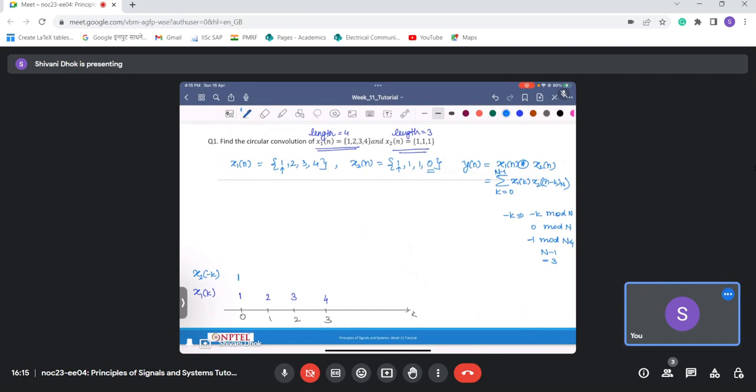So what we'll get here is 0. To be very simple, minus k modulo N is basically N minus k. Then x2(minus 2) will be equal to x2(N minus 2), that is x2(2), which is equal to 1. And then we have again 1 here. And y(0) will be equal to the pointwise multiplication of these two signals and simply adding it. So it is 1 plus 0 plus 3 plus 4, which comes out to be 8. So this is my y(0).